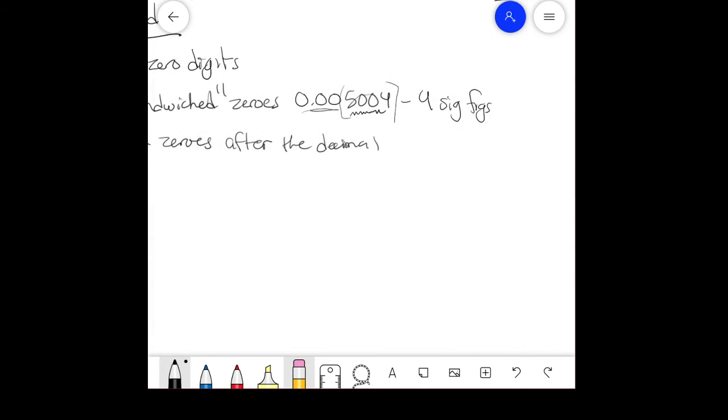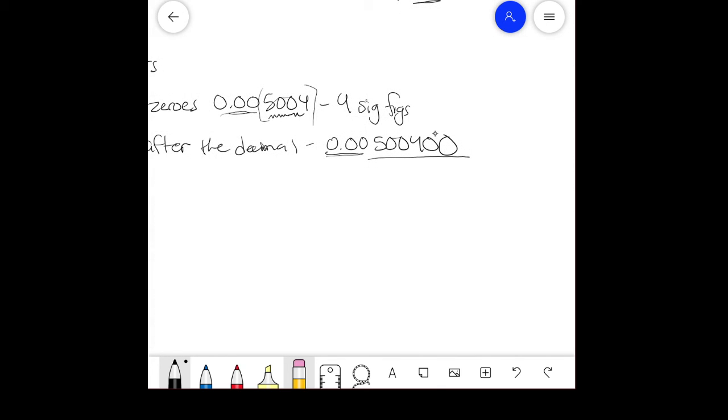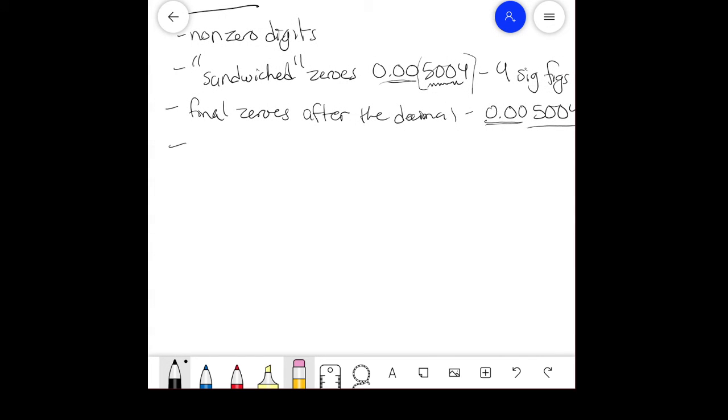So again, if we did this example again, 0.00400400, these are leading, they don't count. All of these after this significant digit do count, because we have to know to include it, and then that one's the estimated one. So this is 6 sig figs. And then all digits before the multiplication sign in scientific notation.